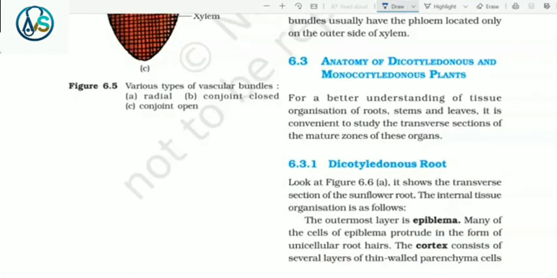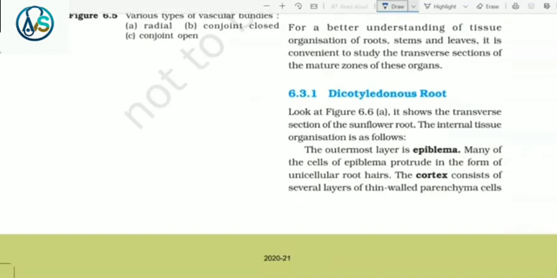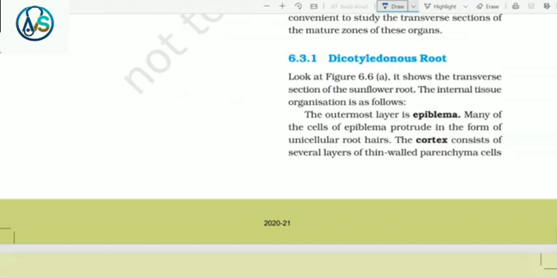6.3 Anatomy of dicotyledonous and monocotyledonous plants. For a better understanding of tissues, organization of roots, stem and leaves, it is convenient to study the transverse sections of the mature zones of these organs. 6.3.1 Dicotyledonous root. It shows the transverse section of the sunflower root. The internal tissue organization is as follows. The outermost layer is epiblema. Many of the cells of epiblema protrude in the form of unicellular root hairs.